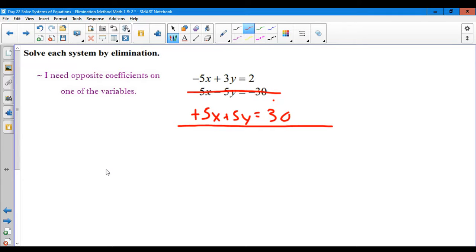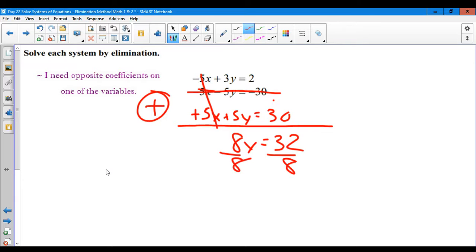Now I can use my elimination method, add these two equations together. Negative 5x plus 5x is 0. It disappears. 3y plus 5y is 8y. 2 plus 30 is 32. And very easily, we solve our y portion of this system. So we know the y value at that point of intersection is 4.